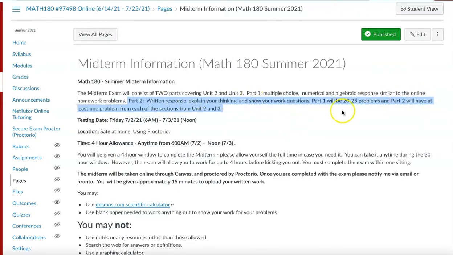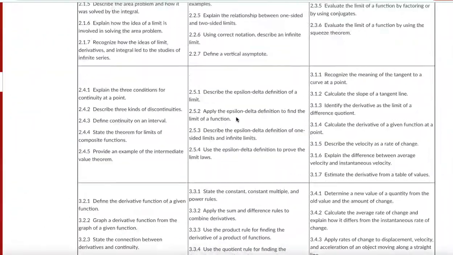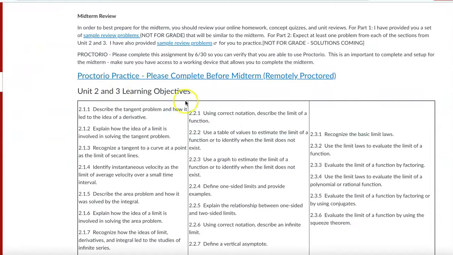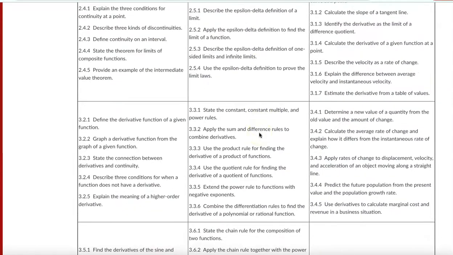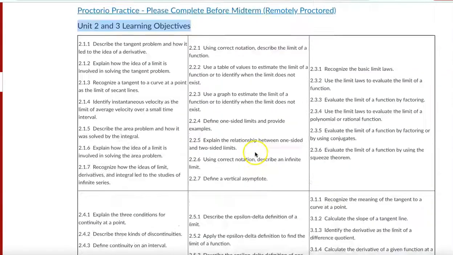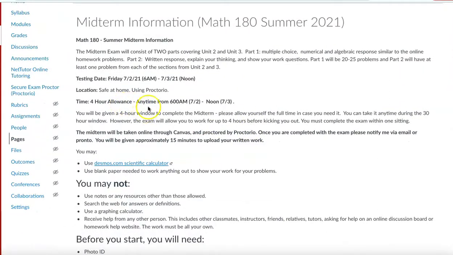And then you should expect at least 1 problem from each of the sections from Unit 2 and 3, written work, and maybe a combination of them. I put the full list of learning objectives at the bottom for your reference. But imagine that I would ask you at least 1 from each of those sections for the written part. And again, your choice of when you want to take it.